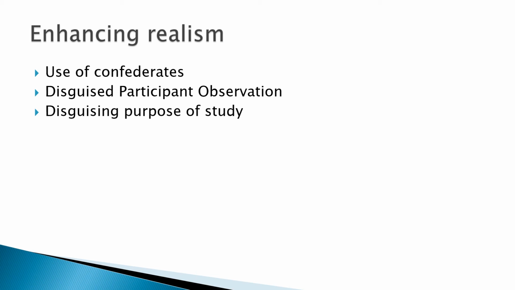Sometimes disguising the purpose of a study can serve to distract participants from what you're actually taking a look at, making them less self-conscious about that particular component of their behavior. So if you're concerned that participants would change their behavior if they were aware that you were studying something, you might tell them it's about something else and disguise the true purpose of the study to reduce that self-consciousness that they might have.